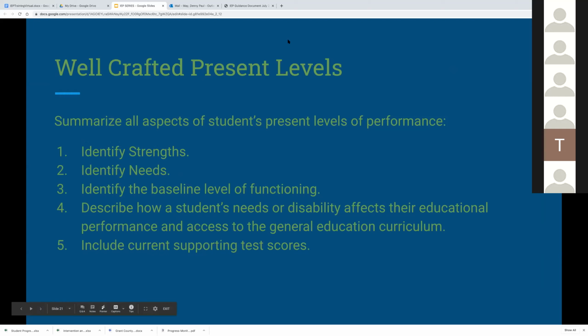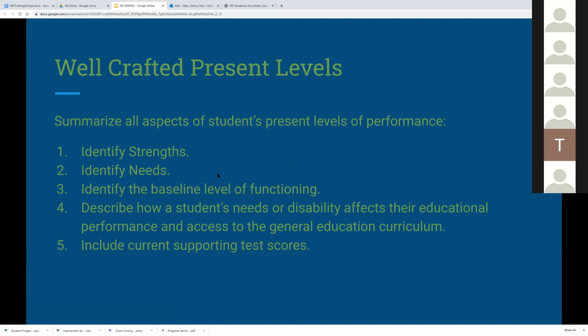So talking about present levels, and to summarize all aspects of students' present levels of performance, we see that we have to identify their strengths, we identify their needs, we identify the baseline level of functioning, we describe how a student's needs or disability affects their educational performance and access to the general curriculum, and we include current supporting test scores. So those are the 5 things that we would be looking for if we're reviewing your files, if we're talking to you about what is needed in a present level.